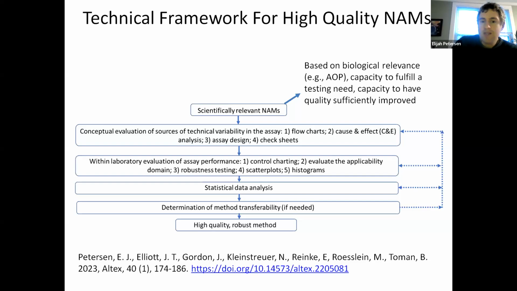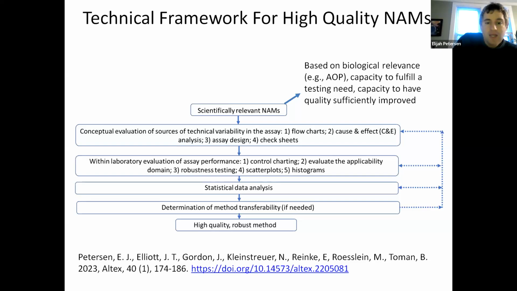There's also robustness testing, histograms, and scatter plots. I'll show some of these in the next slides. Then statistical data analysis, based on the sources of uncertainty encountered during the conceptual evaluation and the within-laboratory evaluation. It's helpful to put together a statistical model to make decisions about whether something is a positive or negative, in addition to the probability of a false positive or false negative result. This can't really be done as well if you have just one number, where if it's above or below it, it's a positive or negative.